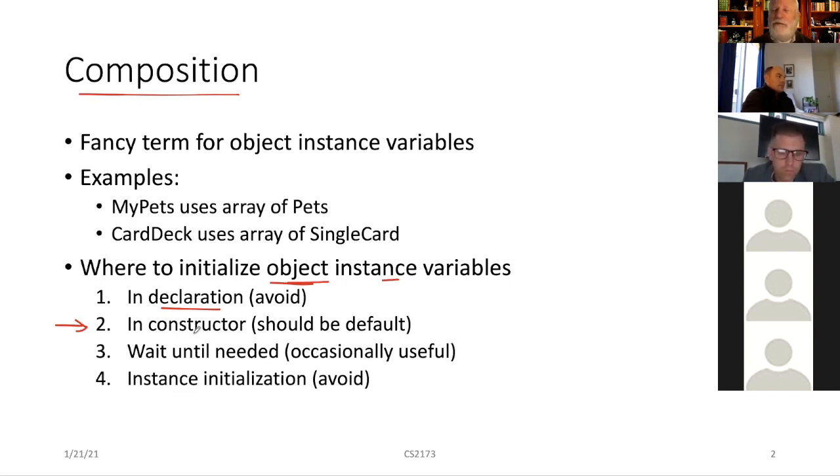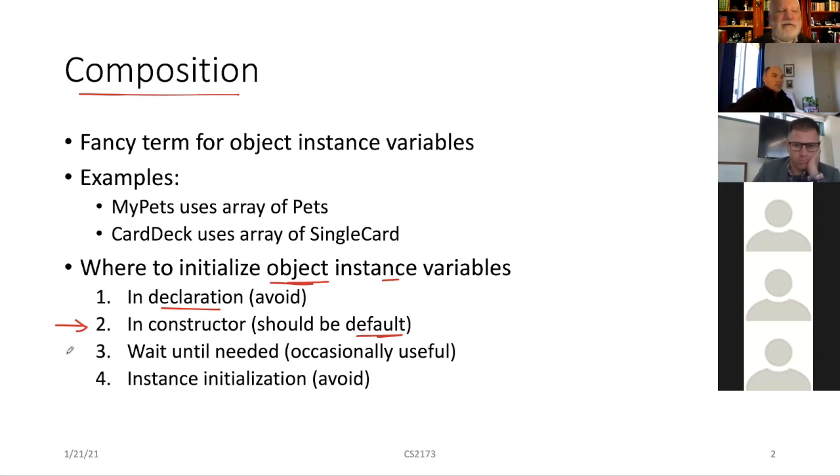The other possibility is to pass it into the constructor. And that's what was done actually in the single card. In the single card, the suit, which was an object, a string is an object, was passed into the constructor and then simply assigned to the instance variable. So the default place to do that should be in the constructor. And that's 80 to 90% of the time.